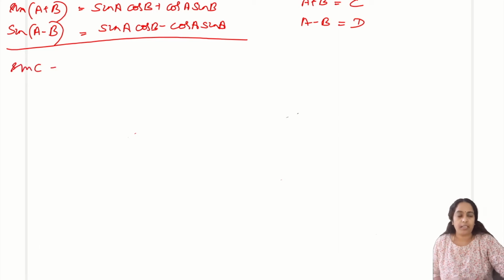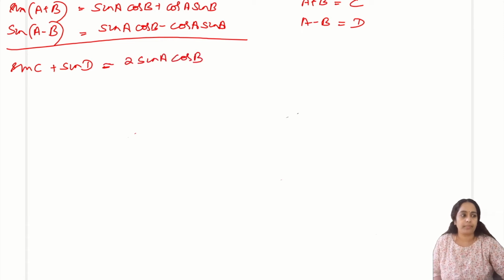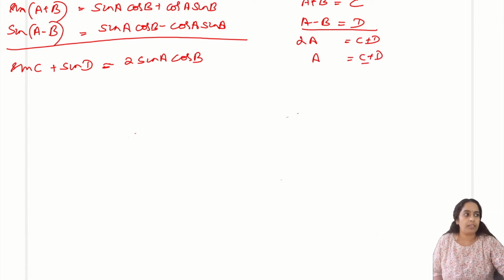So what is sin C plus sin D? On my right hand side, when I add both, cos A sin B and minus cos A sin B get cancelled. So I have 2 sin A cos B on the right hand side. So I have sin C plus sin D, which is equal to 2 sin A cos B. I should write A and B in terms of C and D now. For that I need to solve this linear equation. So when I add both the linear equations, I get 2A equals C plus D. A will be C plus D divided by 2.